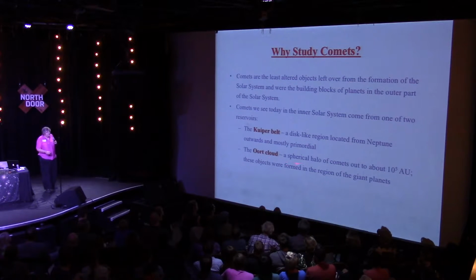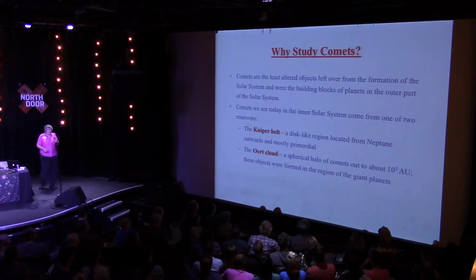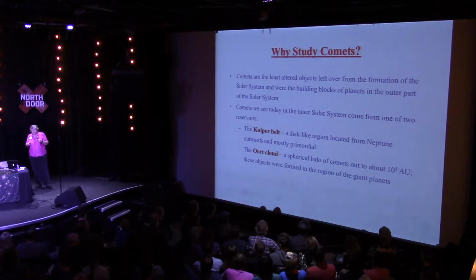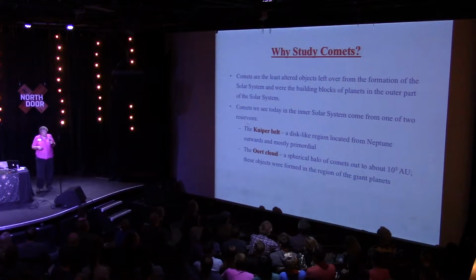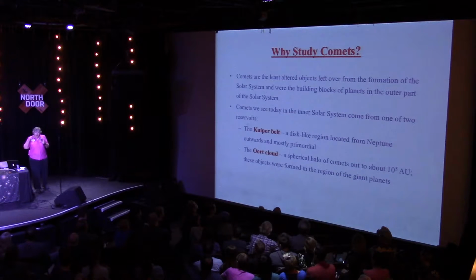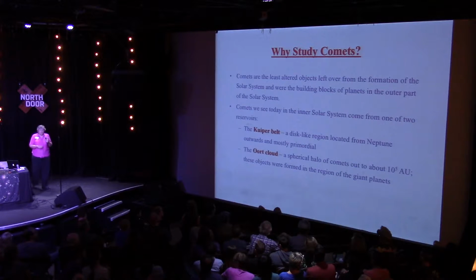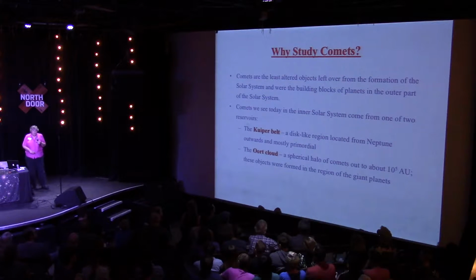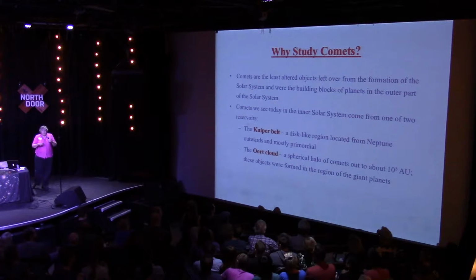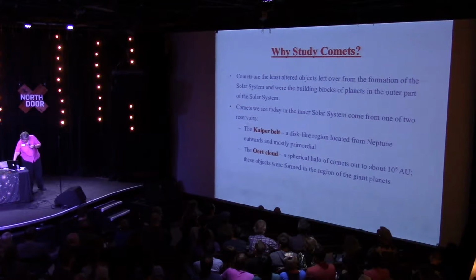The Oort Cloud is a spherical halo of comets, which goes out to about 100,000 or more times the distance of the Earth from the sun. So it's way, way out there. They're still bound to the sun. They're still going around the sun, but they're only weakly bound. But they weren't formed there. They were actually formed near Jupiter and Saturn and Uranus and Neptune. And gravity altered their orbits enough to actually throw them outward and form a spherical halo.